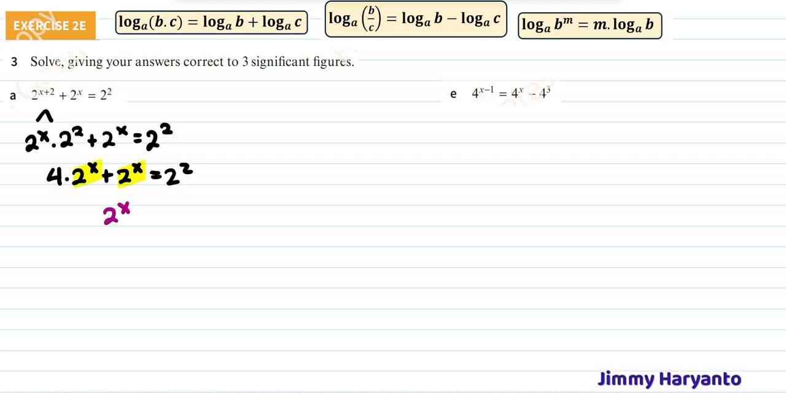The 2 to the power of x will be the same. The 4 will be added with the 1. There is 1 in front of this one, so 4 plus 1 equals 5. 5 times 2 to the power of x equals 4. This one becomes 4, and then 2 to the power of x equals 4 divided by 5.